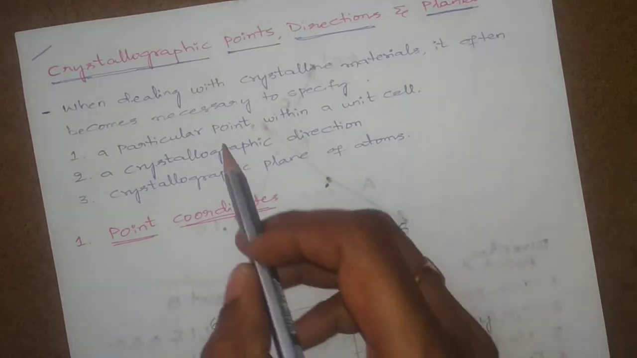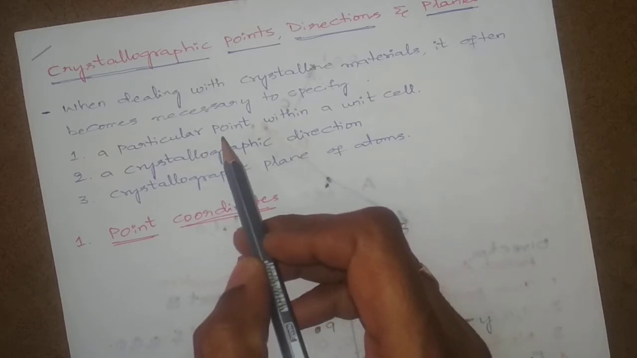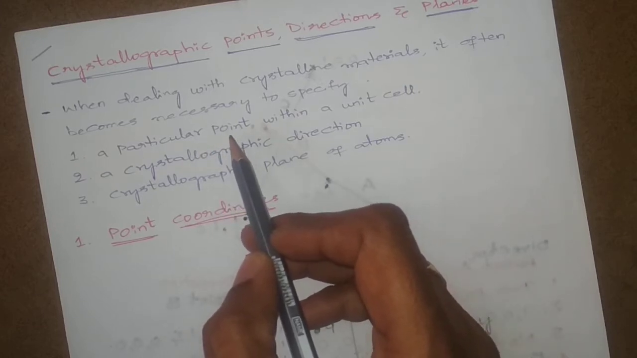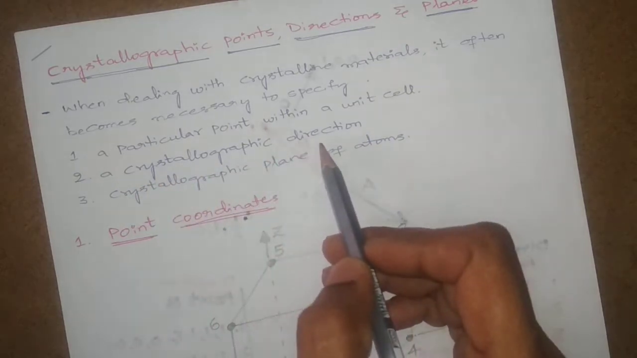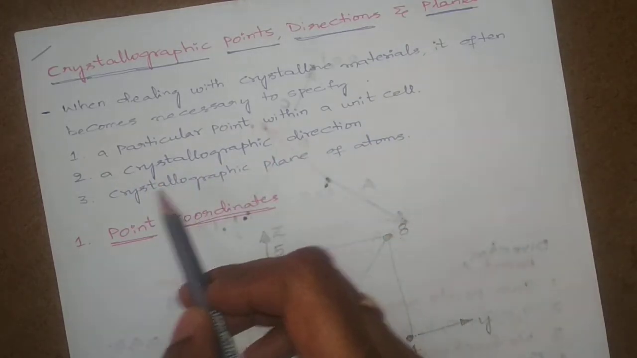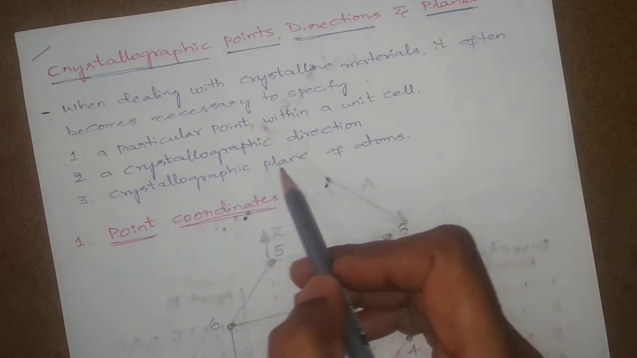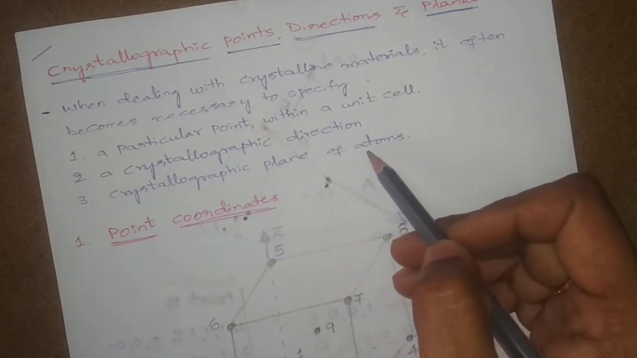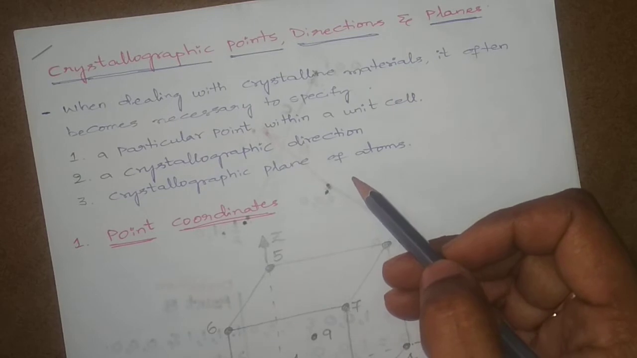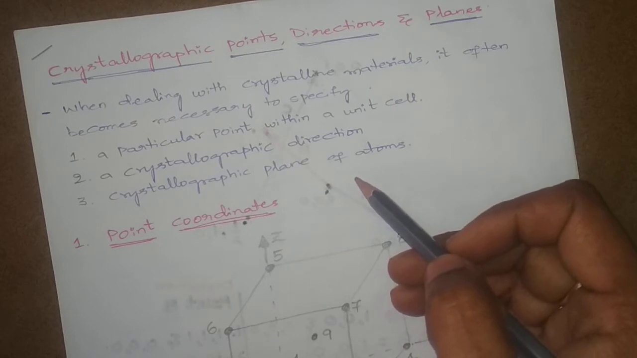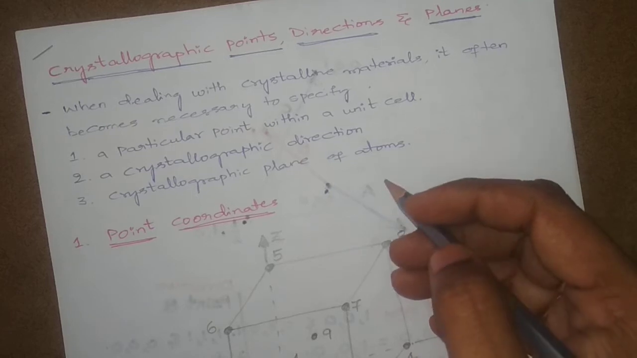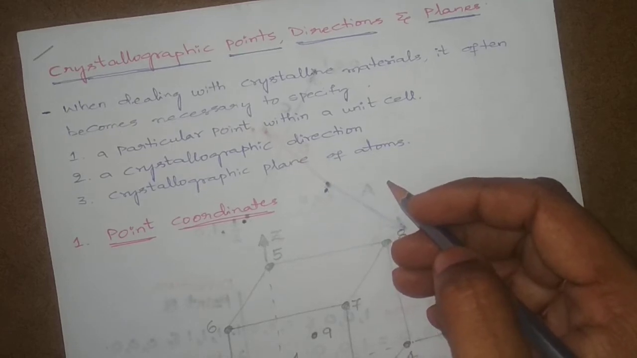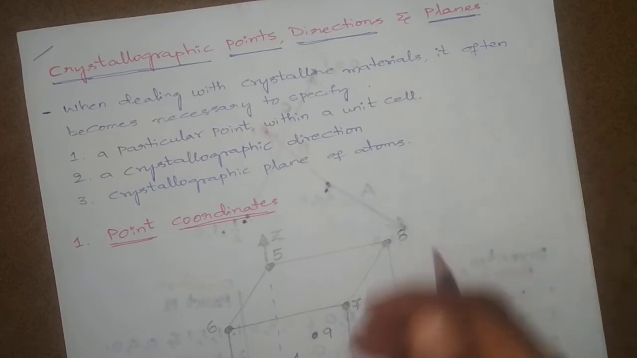As you can see here, we are starting with a point, which is a zero-dimensional entity. Then the second one is a crystallographic direction, which is one-dimensional, and the third one is a crystallographic plane, which is two-dimensional. Okay. So when dealing with crystalline materials, it often becomes necessary to specify a particular point, a crystallographic direction and a crystallographic plane of atoms.